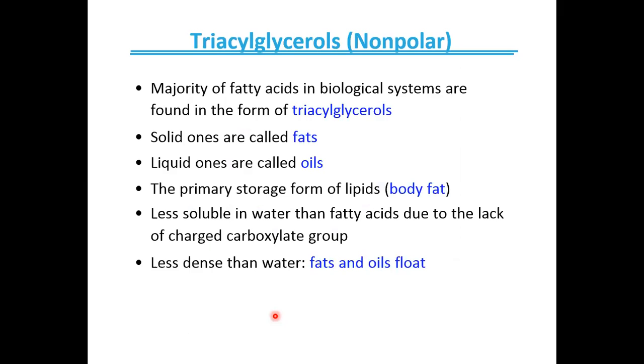Today we discussed the functions and the nomenclature of the fatty acids. Our next topic will be triacylglycerol, which is the storage lipid.